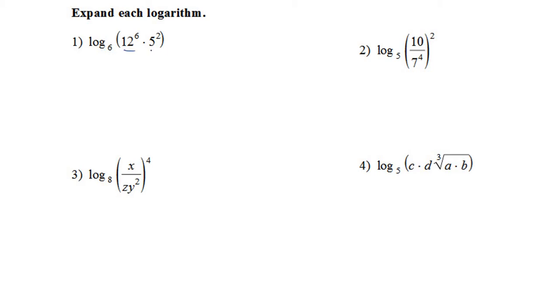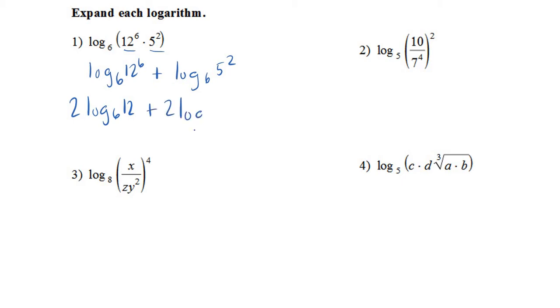We've got multiplication, right? So I could write this as log base 6 of 12 to the 6th plus log base 6 of 5 squared. And then one other thing, I could actually bring that exponent out front. So 2 log base 6 of 12 plus 2 log base 6 of 5. Sorry, that's not a 2. My exponent was a 6. So we'd bring a 6 out front there. Sorry about that.